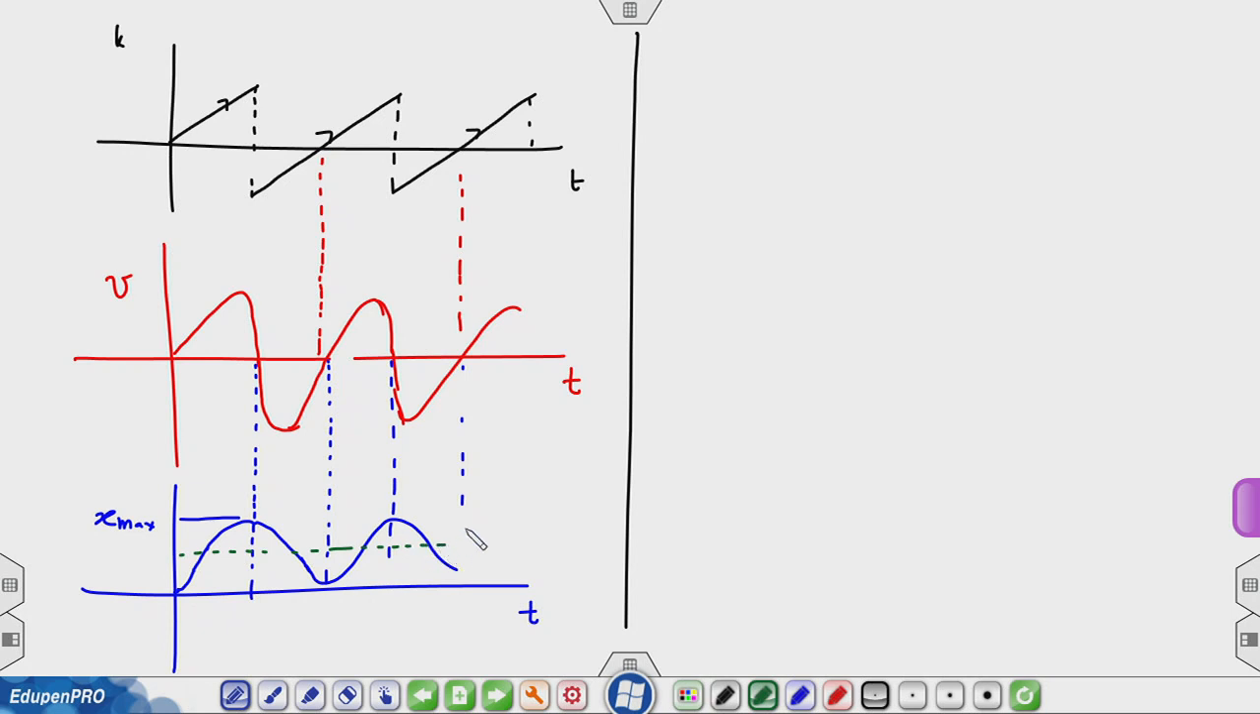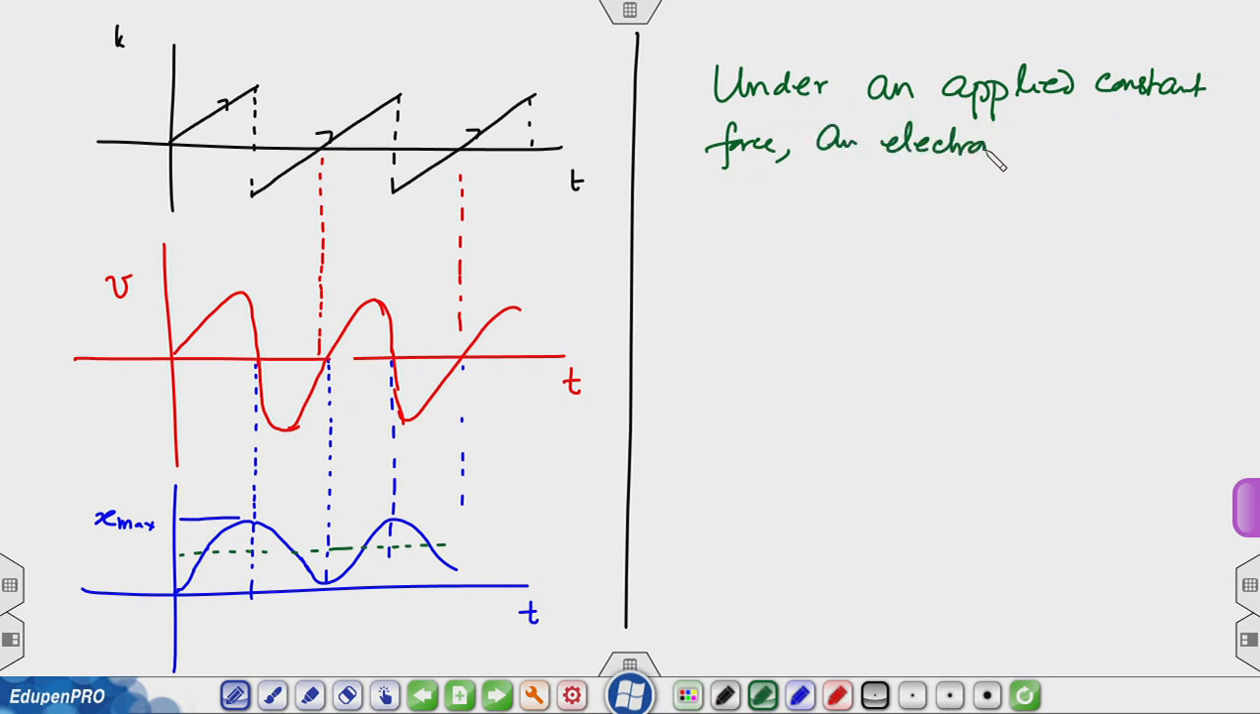So, what do we conclude from this? Under an applied constant force, an electron in a band oscillates back and forth.